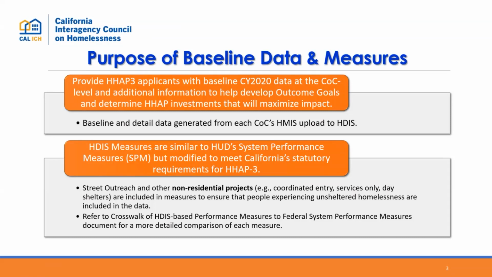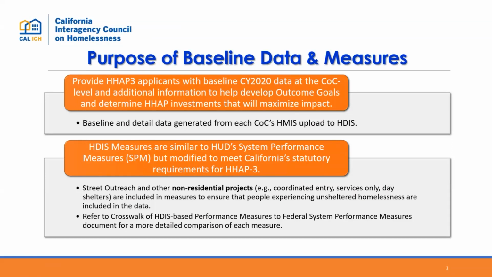The outcome goals and baseline data are all at the continuum of care, or CoC level. These goals are not intended to be goals specifically for using HAP3 funding, but are meant to be goals for how you plan to address homelessness in your community using all resources available, including HAP funding. The data used for the baseline data for outcome goal spreadsheet are generated from each CoC's HMIS upload to the state's Homeless Data Integration System, or HDIS.